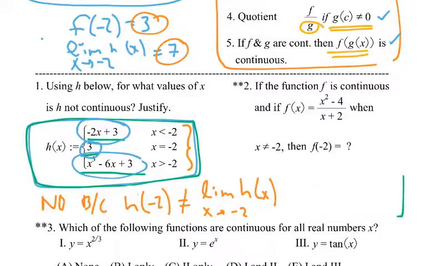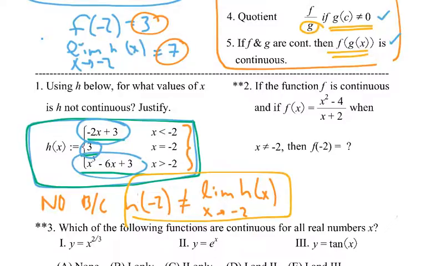Alright, so that's number 1. And this is how you want to justify it. This is a good way to justify it. Number 2, if the function f is continuous, and if f of x equals x squared minus 4 over x plus 2 when x is not equal to negative 2, then f of negative 2 equals something.